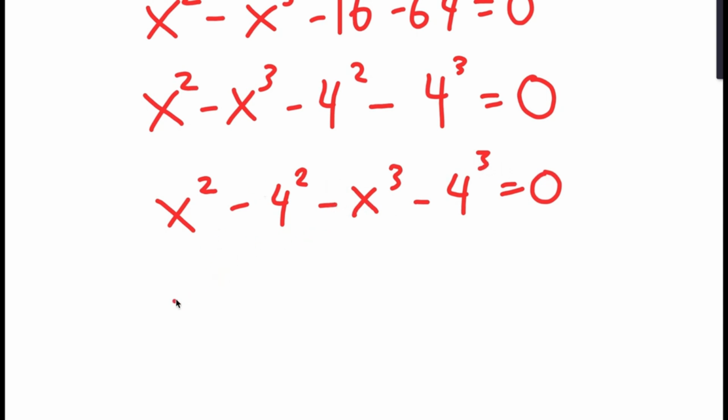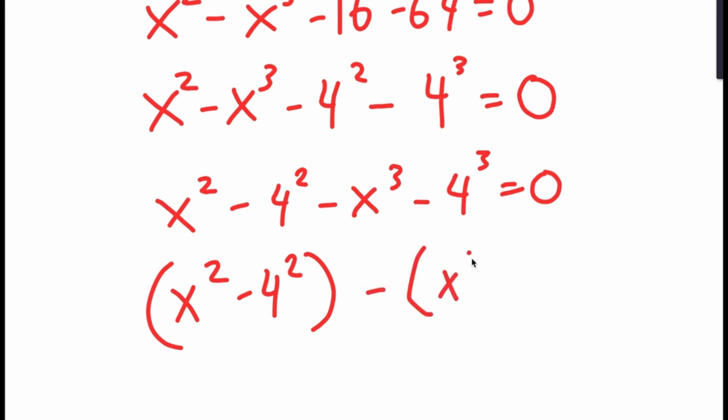Before that, I'm going to rewrite this as x squared minus 4 squared, and I'm going to group this minus x to the power of 3 plus 4 to the power of 3. We put this plus because this negative sign distributes.